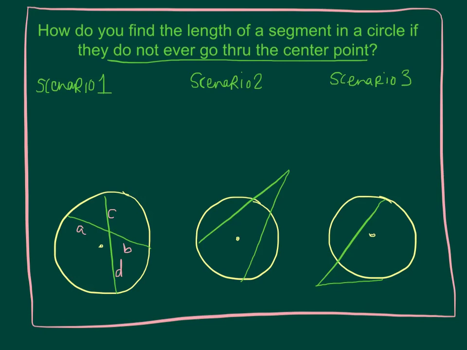The relationship in scenario 1 is that A times B is equal to C times D. I want you to know that this is a piece, and a piece of one whole chord is equal to a piece times a piece of one whole chord.